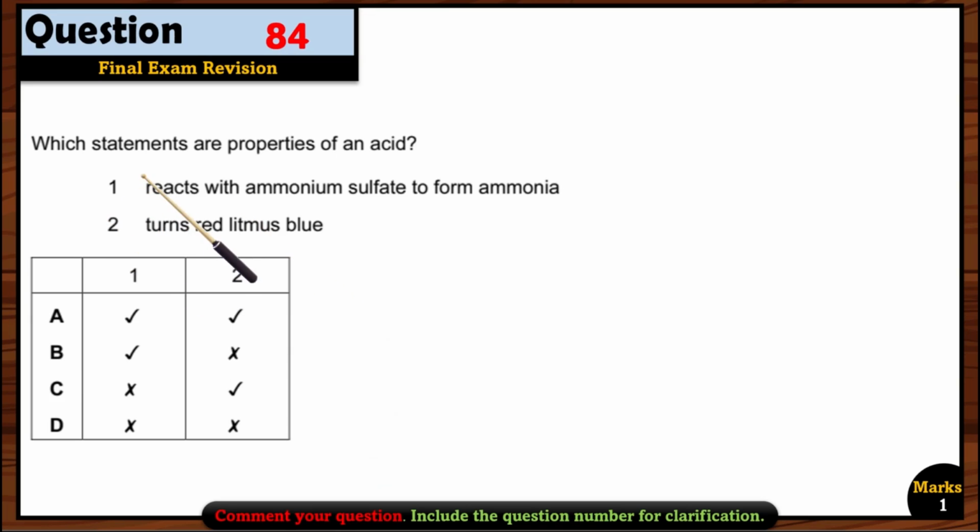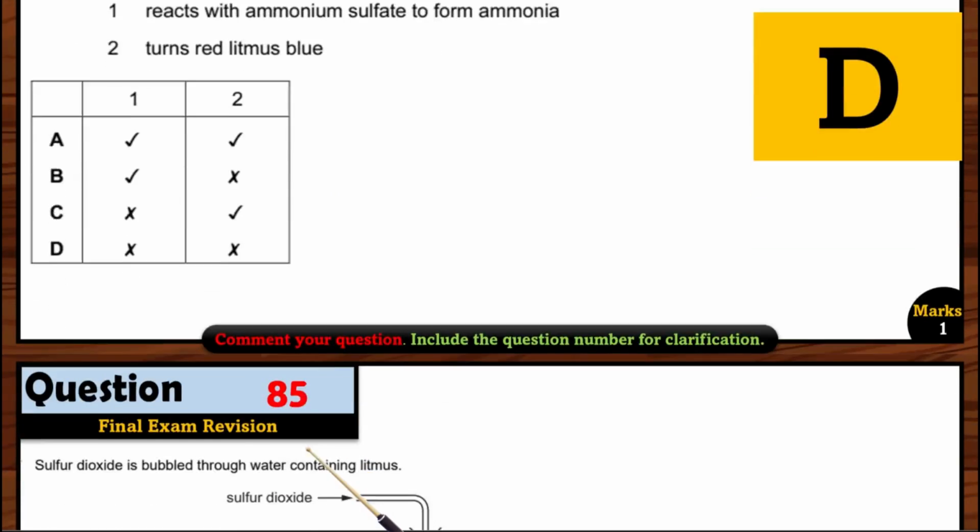Question 84. Which statements are properties of an acid? First, it reacts with ammonium sulfate to form ammonia. Wrong. Only bases react with ammonium salts to form ammonia. Turns red litmus blue. Again wrong. It turns blue litmus red, not red litmus blue. So both options are wrong. So that's why option D is the correct option.